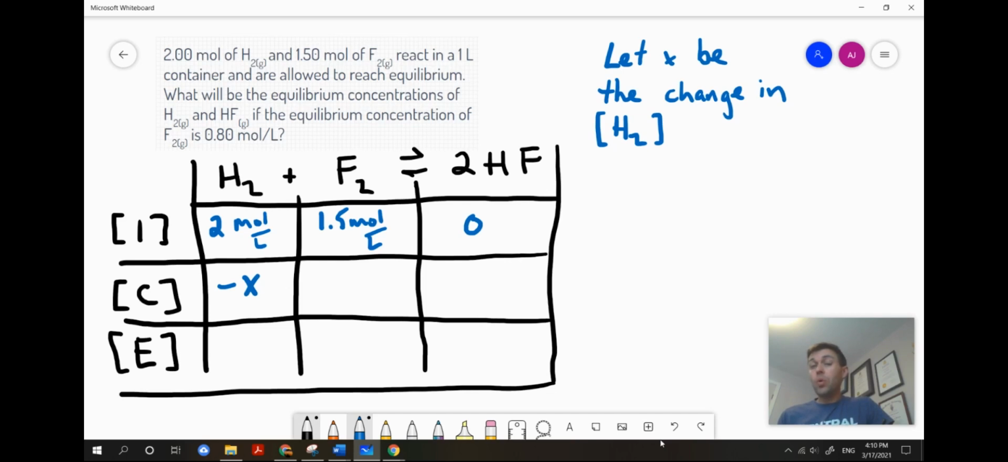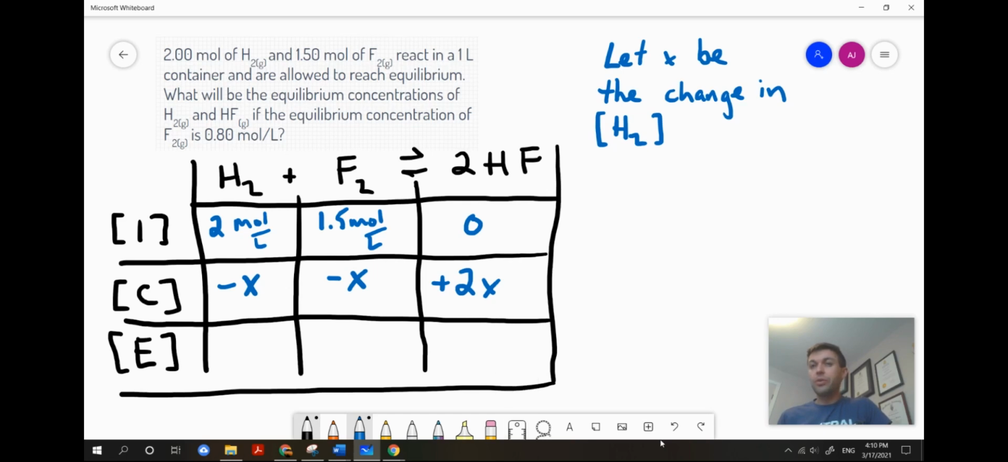For every 1 mole per liter that hydrogen gas decreases in concentration, fluorine gas will decrease by the same amount, because it's a 1-to-1 ratio on the left-hand side. For every 1 mole of hydrogen gas that reacts with 1 mole of fluorine gas, we are going to produce 2 moles of hydrogen fluoride. So the change in concentration of hydrogen fluoride is going to be equal to 2x.